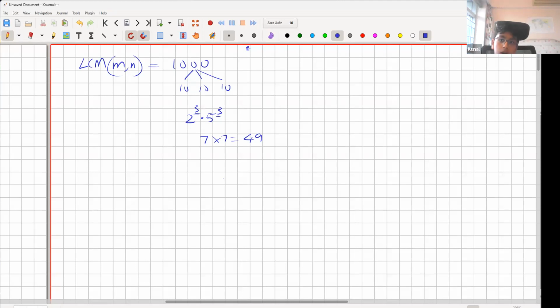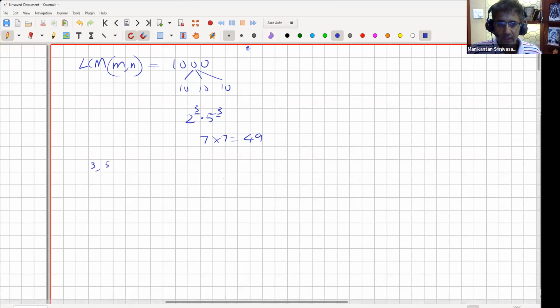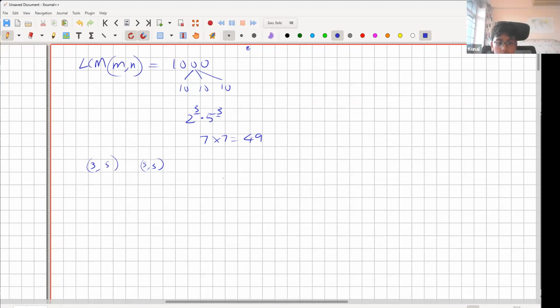So what exactly are ordered pairs? Ordered pairs means pairs where ordering matters, as I was telling earlier in the class also. So if you say 3, 5, that pair is different from 5, 3. You're saying ordering matters. These two are supposed to be counted as separate entities. That's all ordered pairs.